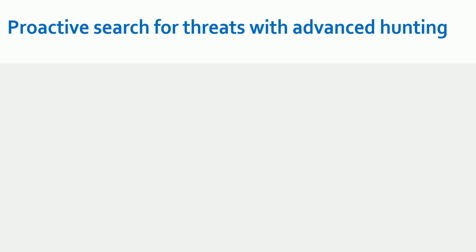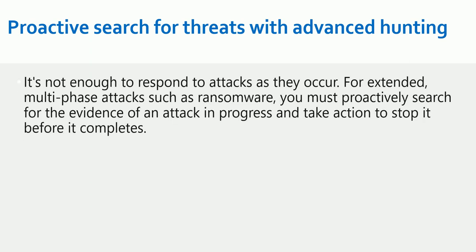So now here are some terms about the proactive search for threats with advanced hunting. So you can proactively search for threats with advanced hunting. It is not enough to respond to attacks as they occur. For extended multi-phase attacks such as ransomware, you must proactively search for evidence of the attack in progress and take action to stop it.